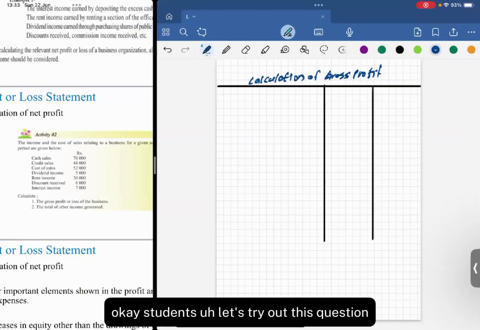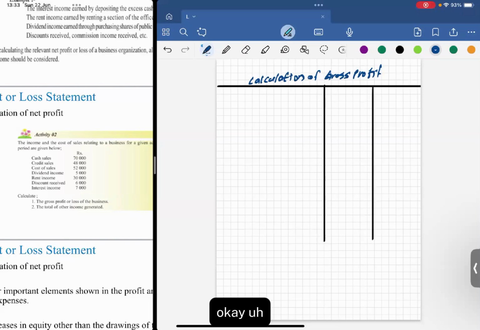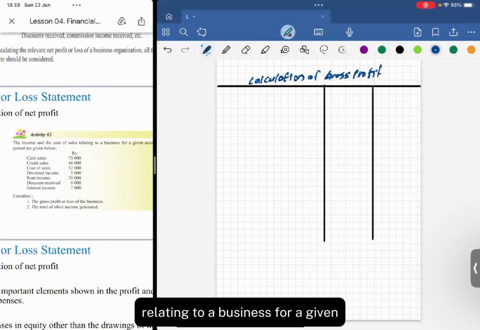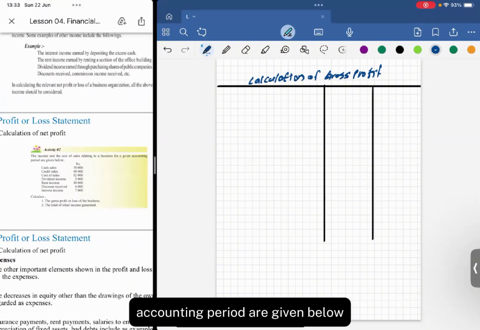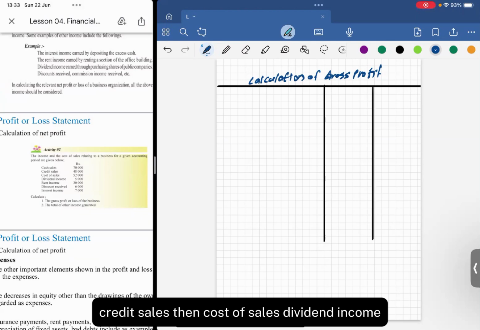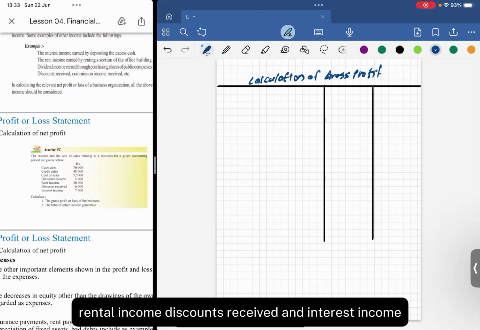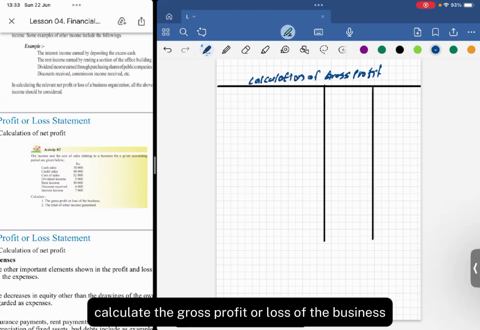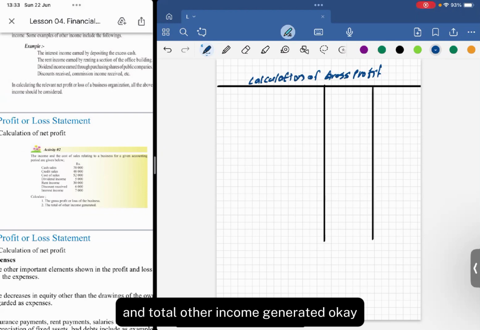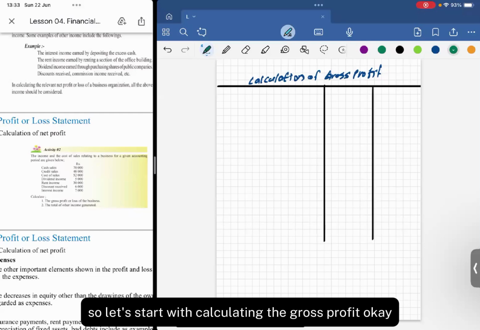Okay, students, let's try out this question. The income and the cost of sales relating to a business for a given accounting period are given below: cash sales, credit sales, cost of sales, dividend income, rental income, discounts received, and interest income. They're asking us to calculate the gross profit or loss of the business and the total other income generated. So they're asking two things.